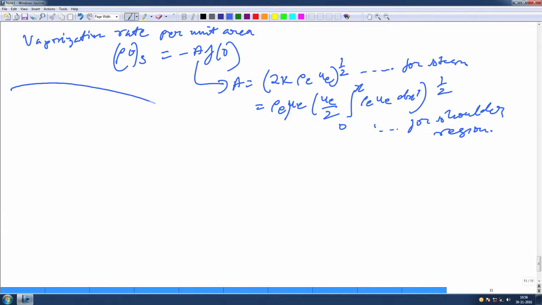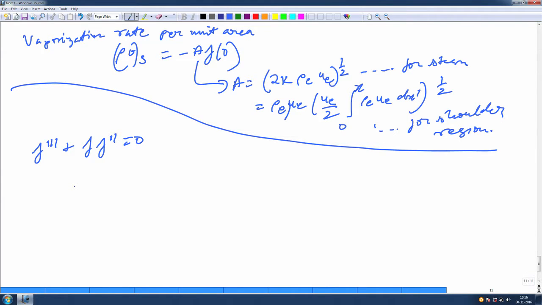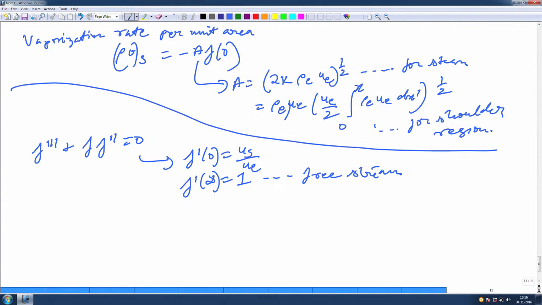Now, the boundary conditions, of course, if you look at the nature of this equation, F triple prime plus F F double prime equal to 0, how many boundary conditions does it need? It requires 3, right, because it is the triple derivative that we are talking about. So, 2 boundary conditions are readily available. F prime(0) is equal to US by UE, that is at the surface. F prime(infinity) is basically equal to 1. This is basically the free stream. These are applied at the 2 boundary layer interfaces, right, and this basically comes from the continuity of tangential velocity at the droplet surface.